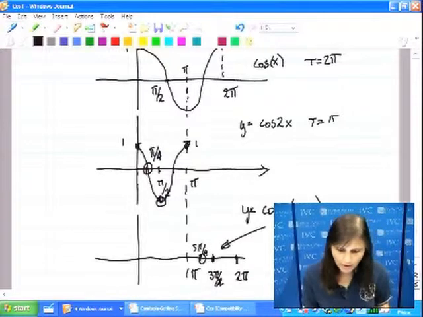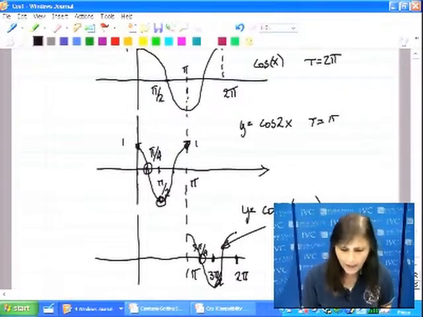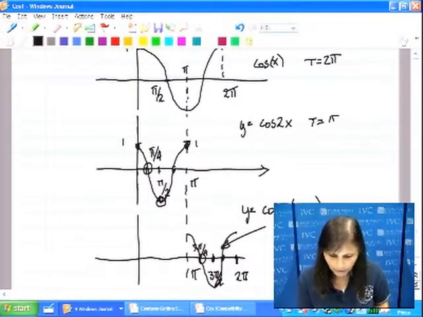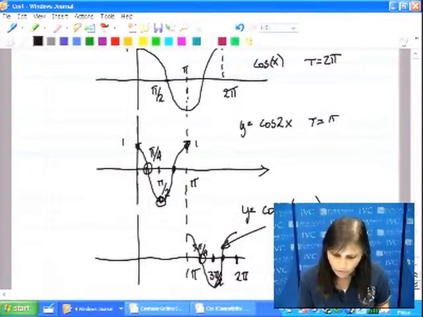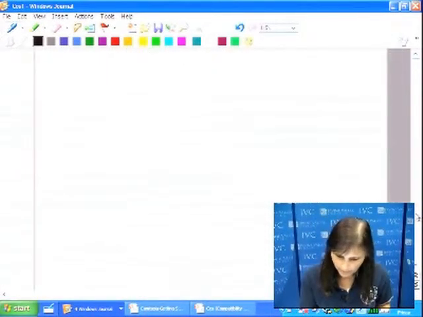And you can go and kind of play with that. So you're going to start with this. Here's the middle, and you go up and then end. To find this point, you're going to do the same thing. You're going to add pi to that point. So this is the picture of cosine 2(x minus pi).